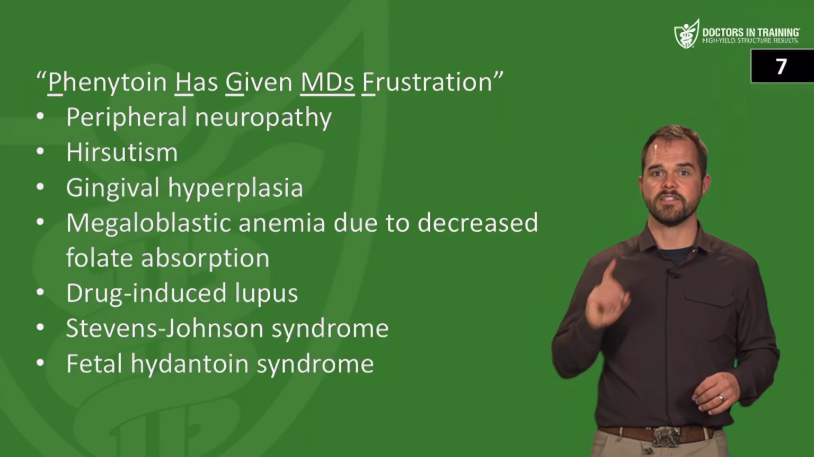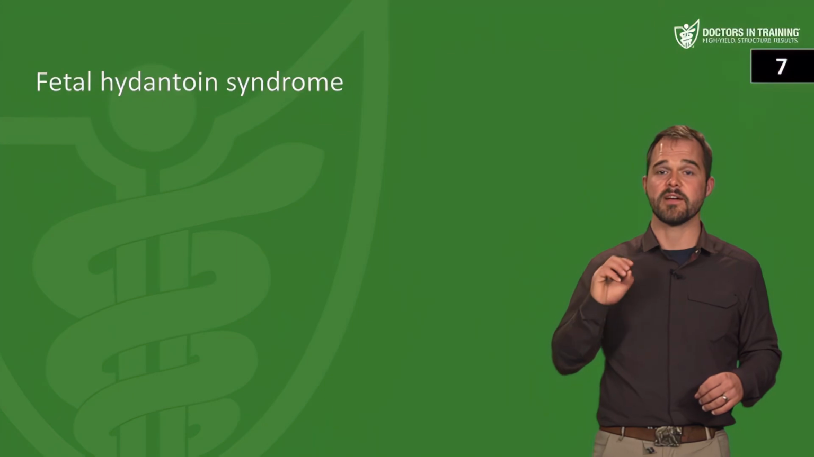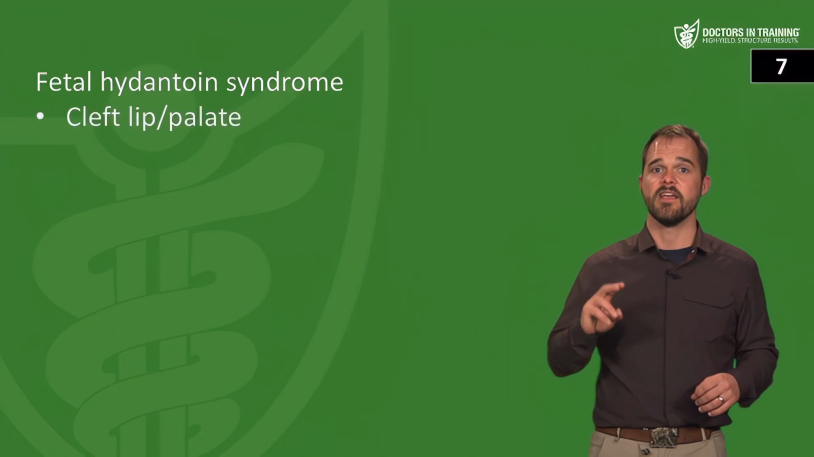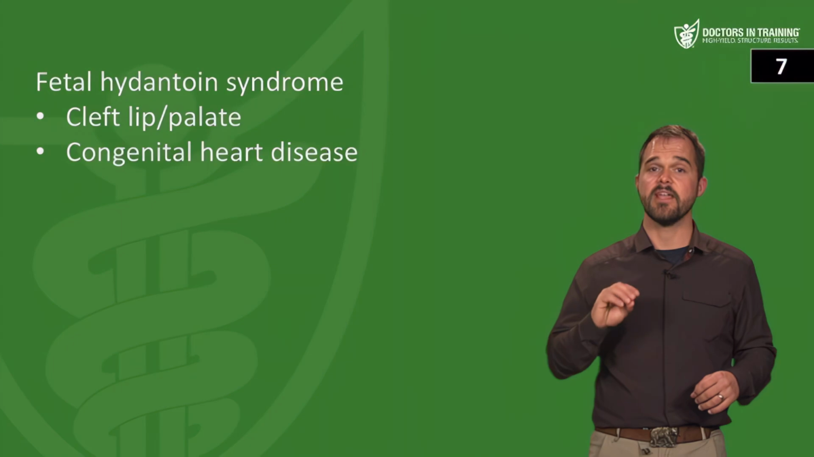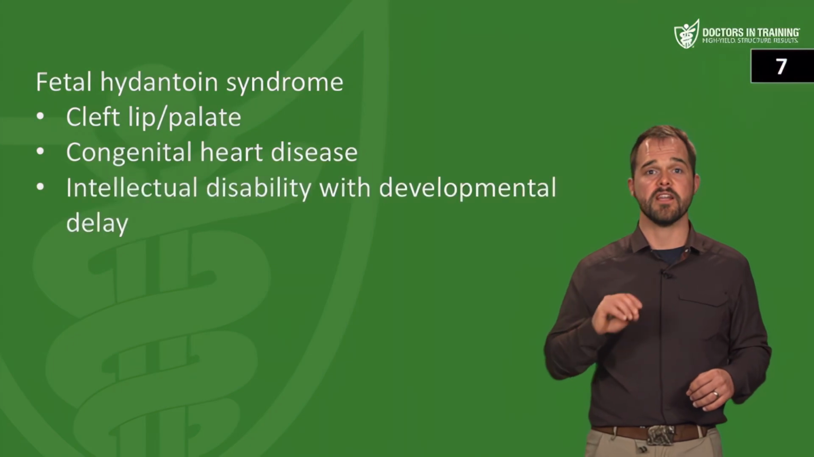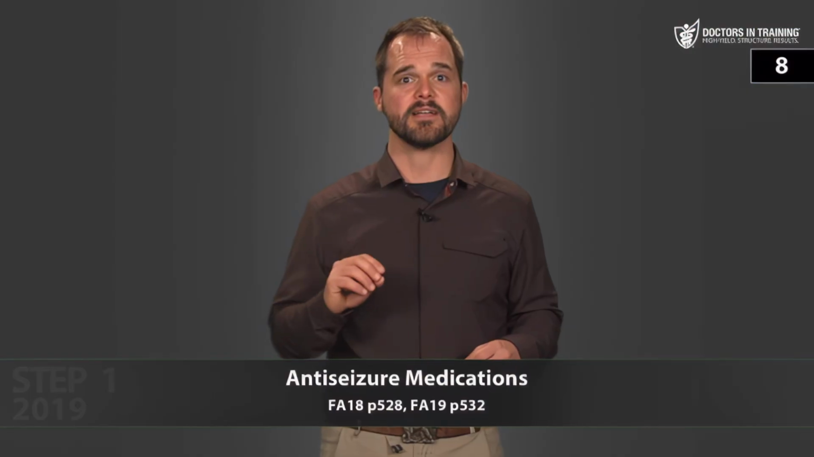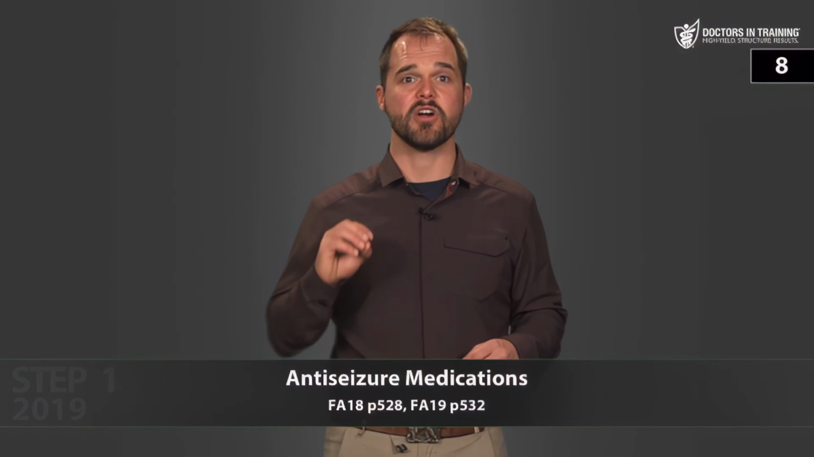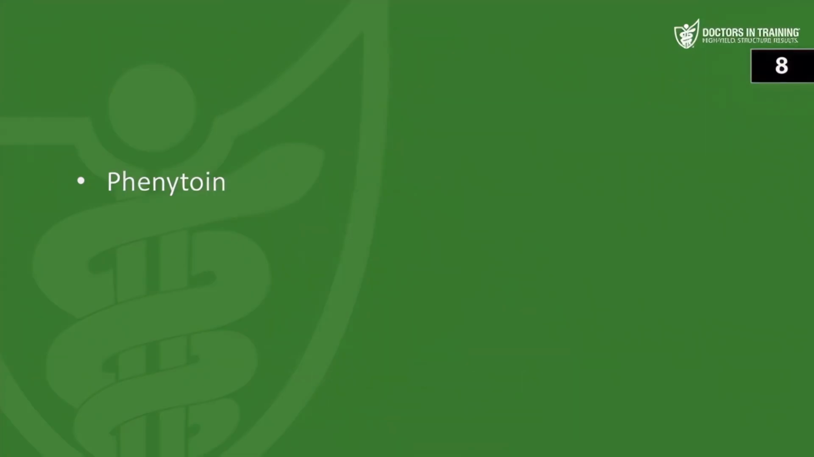So what is fetal hydantoin syndrome? Well, with this you have a cleft lip, a cleft palate, congenital heart disease, and you can have intellectual disability with developmental delay. Next, which anti-epileptics are teratogenic? So this would be phenytoin, carbamazepine, and valproic acid.